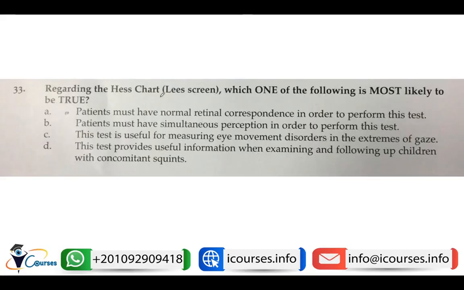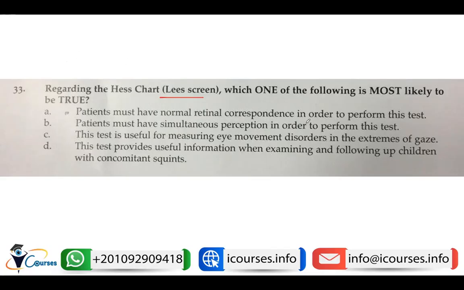Regarding the Hess screen or Lees screen, this is a test used for detection of extraocular muscle motility problems. This test is a dissociative eye test, meaning that it dissociates the right eye and the left eye. Every eye will see a different image, so it depends on both eyes working together. Let's now read the answers.